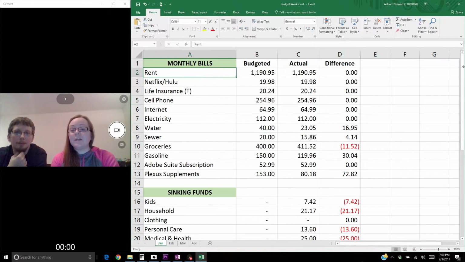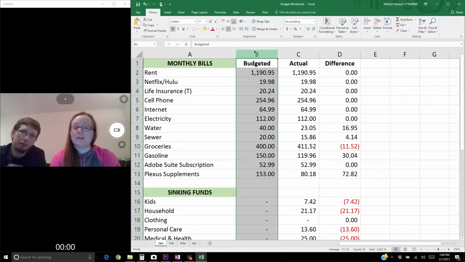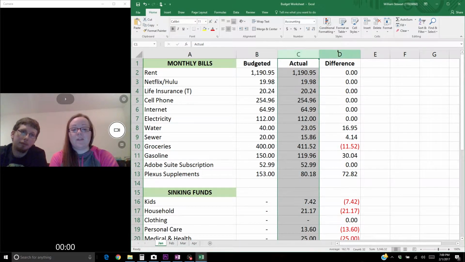And then we'll take a look here at the overall budget. I'll go through it hopefully kind of quickly here. But this is our budgeted column. That's what the beginning of January, these were the numbers that we were budgeting. This is going to be our actual and then the difference.